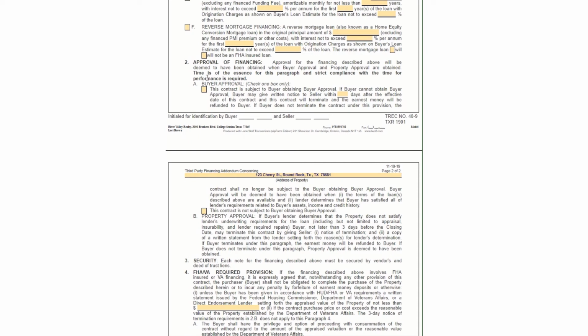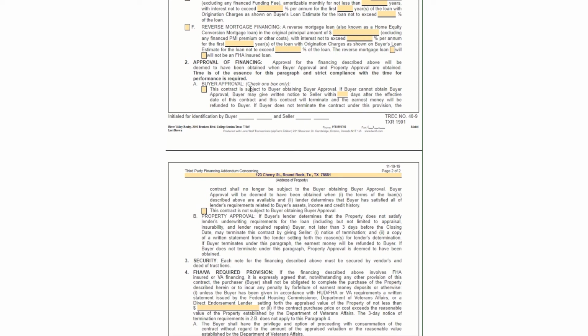Notice here in bold, time is of the essence for this paragraph, and strict compliance with the time for performance is required. So the deadlines are strict here. If you do not comply within the time frame, the buyer will have no out. So pay very close attention to your deadlines and help your clients keep track of the deadlines.